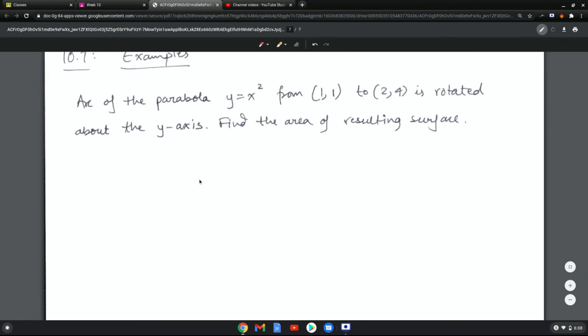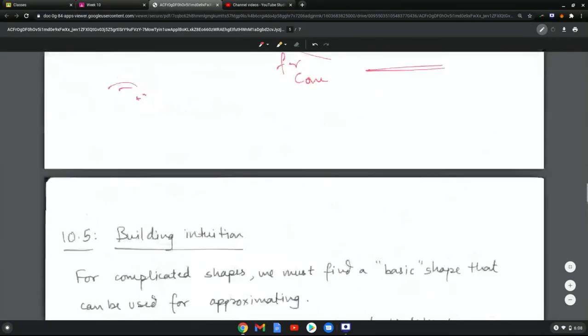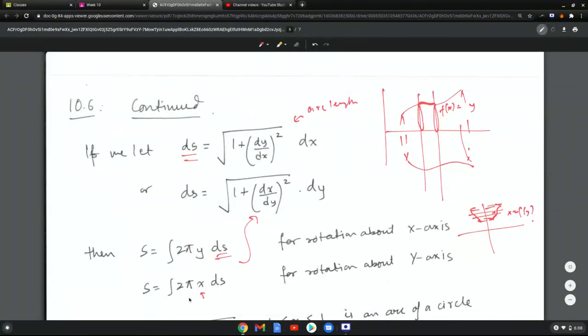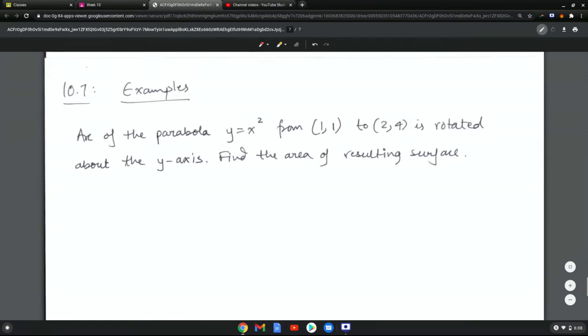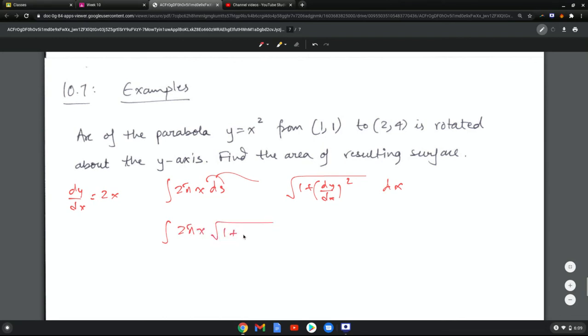This one's rotated about the y-axis. So for the y-axis, we use the x form, right? So we have 2 pi x ds, but this ds is the square root of 1 plus dy over dx squared, dx. So let's see, dy over dx is 2x. So I have 2 pi x square root of 1 plus 4x squared dx.